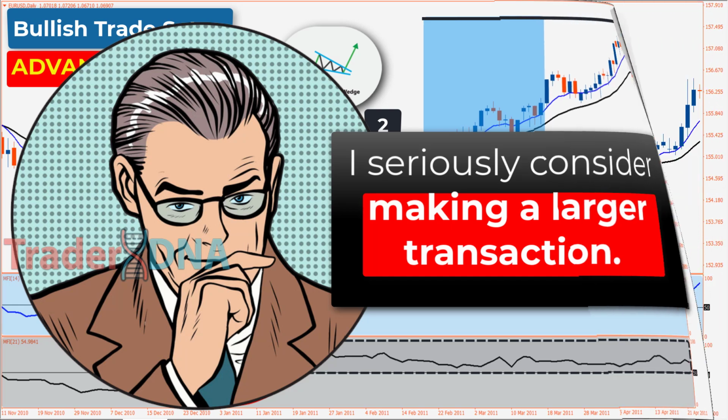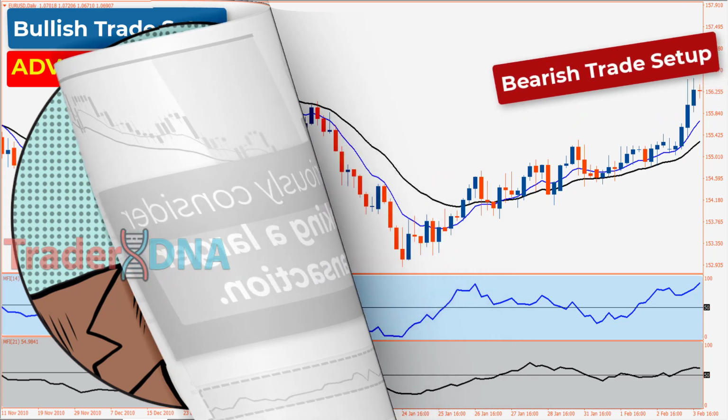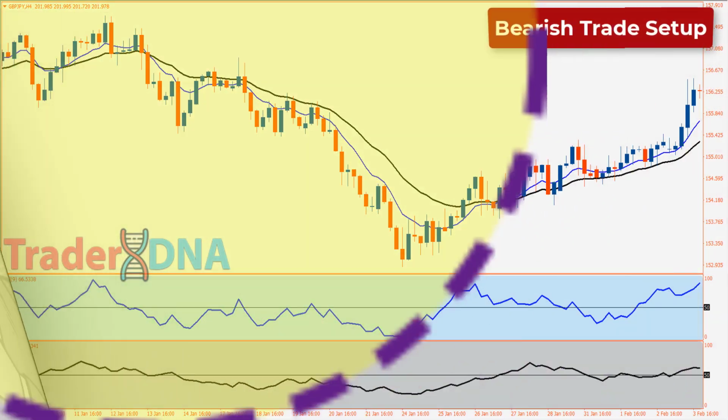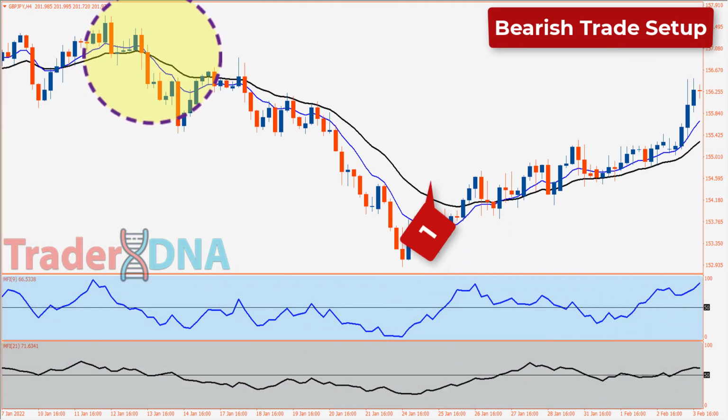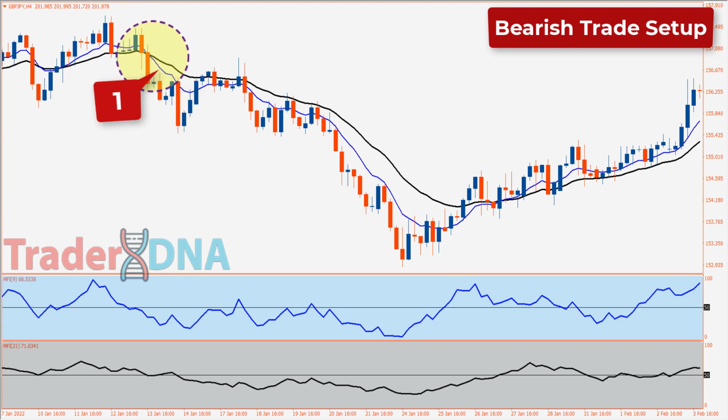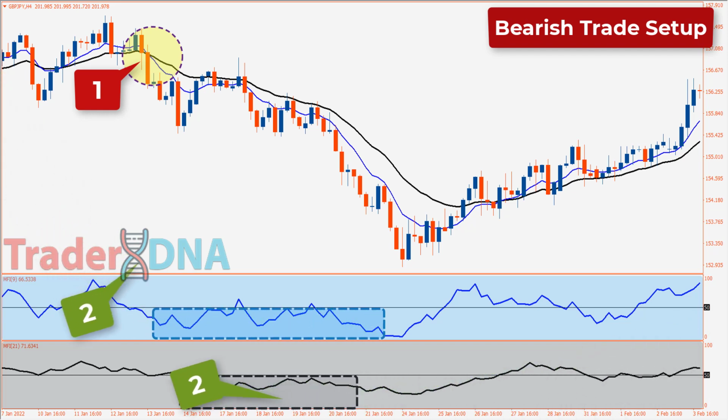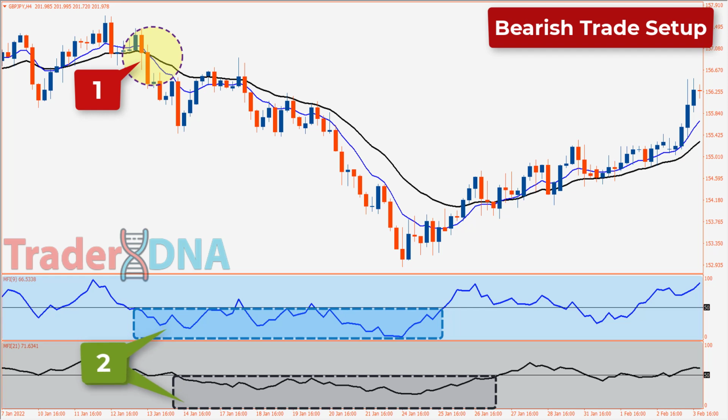Bearish trade setup. Place sell orders when these conditions are fulfilled. First, the blue 9-period EMA line crosses below the black 21-period EMA line. Second, the blue 9-period MFI line and the black 21-period line are below the 50 level. After the price movement meets the first and second trading rules, the market is categorized as validly bearish.